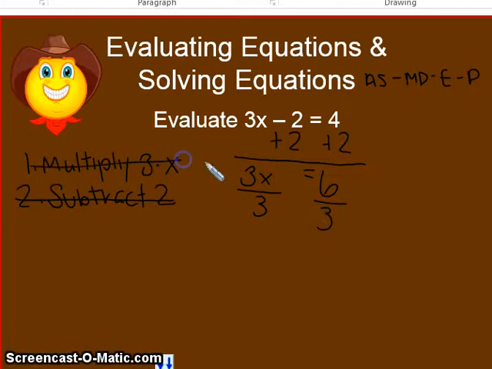That takes care of undoing my next step. Now, 3 divided by 3 is 1. So then I'm just left with x on that side. And 6 divided by 3 is 2. So my solution is x equals 2.